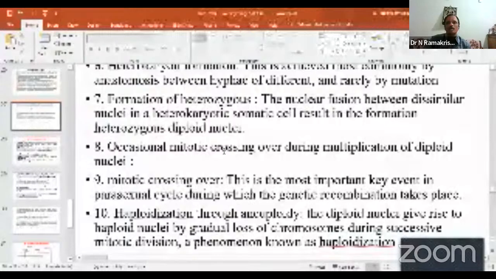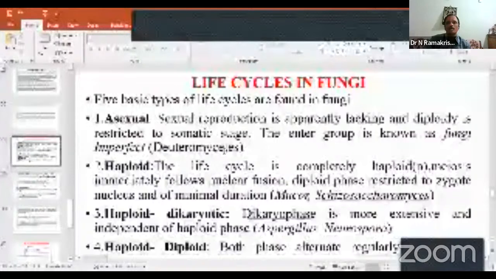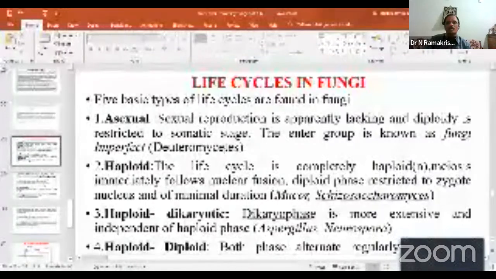So next, what are the life cycles of fungus? Generally, there are five basic types of life cycles in fungi. One is the asexual life cycle. Sexual reproduction is apparently lacking, and the diploid is strictly only a somatic stage. The entire group is known as fungi imperfecti, Deuteromycotina. Here, there is no sexual reproduction system; we are looking only at asexual reproduction systems, following the asexual life cycle.